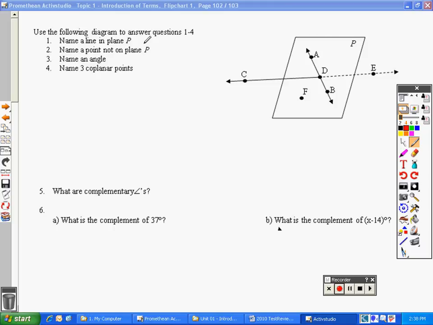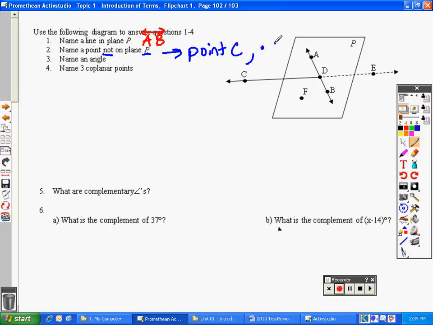We could also call it, and I would write that, writing A, B with a little bar over the top of it. We could also call it line AD or line BD if we wanted to. There are many names, but as long as you have two capital letters with the line symbol over the top. All right, next question. Any point not on plane P. So here in math, in 2D, we show that things are not on a plane by literally drawing them outside of this box. We have two options. We have C and E. So I'm going to say that is point C. I could also have written that like point C.